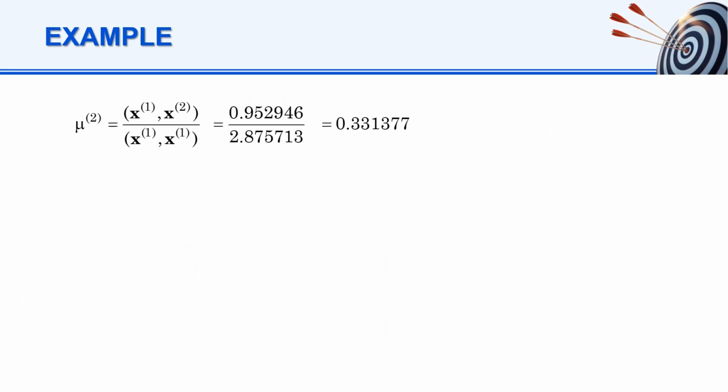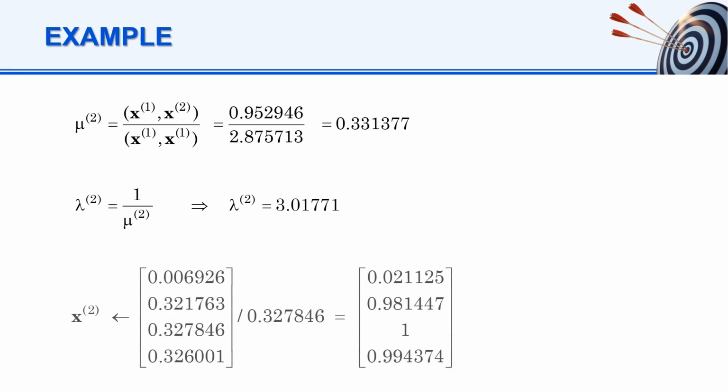The inner product of eigenvector estimates x1 and x2 yields 0.952946. The inner product of x1 by itself gives 2.875713, which leads to mu2 value of 0.331377. The current estimate of the smallest eigenvalue, lambda 2, is found as 3.01771. The eigenvector estimate for the next iteration is normalized before the third iteration step.